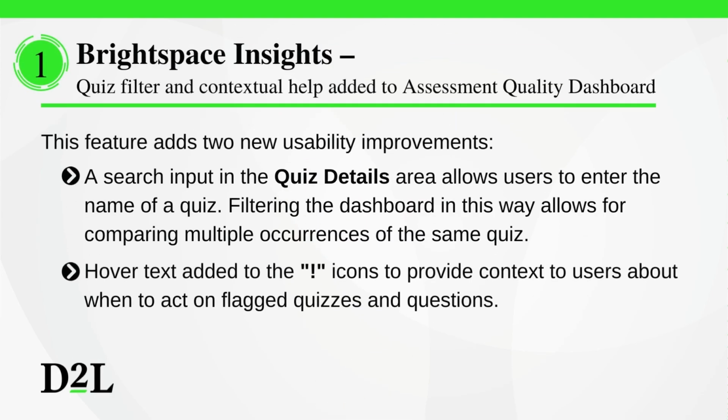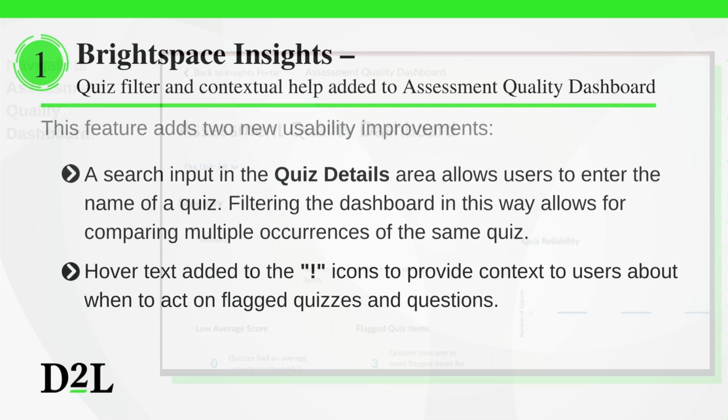Within Brightspace Insights, 2 new improvements have been added. A new search input in the quiz details area, where users can enter the name of a quiz to filter the dashboard results. Filtering the dashboard to quizzes with the same name allows users to compare multiple occurrences of the same quiz. Hover text has been added to the exclamation mark icons to provide context to users about when to act on flagged quizzes and questions.